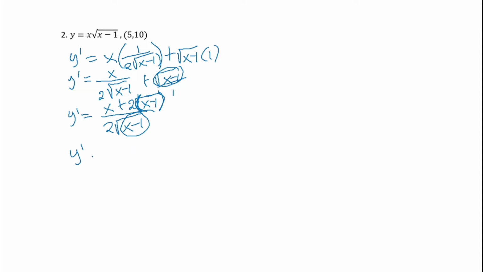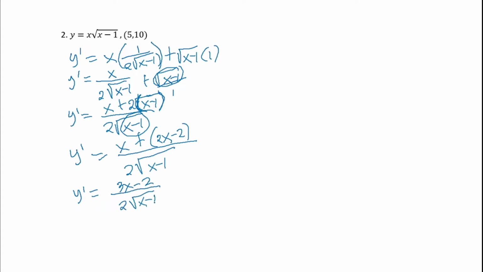The square root is gone. So it is equal to x plus 2x minus 2 over 2 the square root of x minus 1. If we simplify, y prime is equal to 3x minus 2 over 2 square root of x minus 1. The given point is (5, 10). In this case, we need to substitute x equal to 5 to get the slope. y prime is equal to 3 times 5 minus 2 over 2 the square root of 5 minus 1.